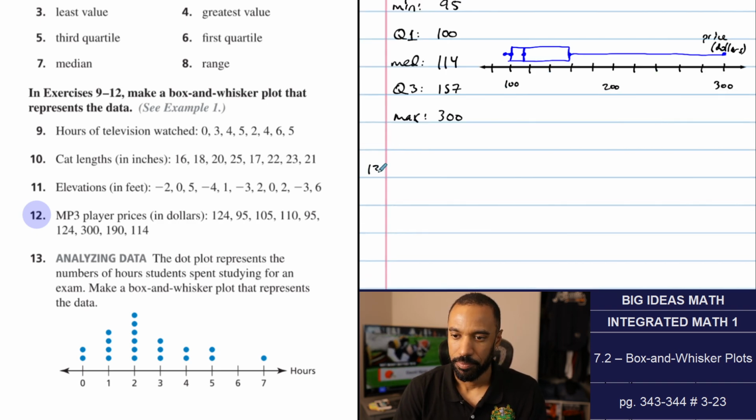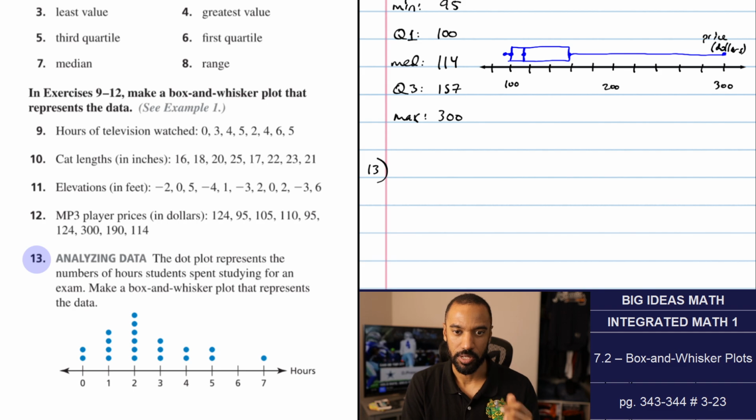Number 13. Analyzing data. The dot plot represents the numbers of hours students spent studying for an exam. Make a box and whisker plot that represents the data. The reason I wanted to bring that up is because here I saw hours, and contextually we might need to say something there.